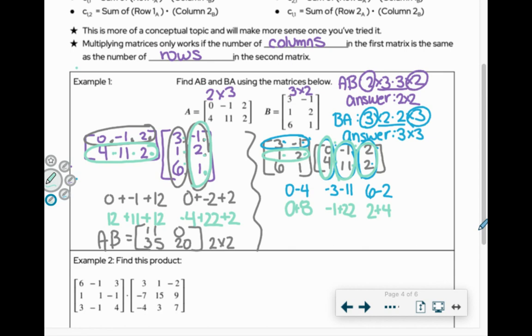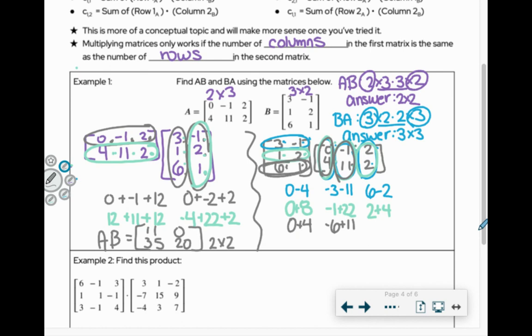Third, last but not least, 6 and 1 times 0 and 4. 6 times 0, 0. 1 times 4, 4. 6 times negative 1 for the next column. Sorry, I got a little ahead of myself. Backtrack. Third row, second column. 6 times negative 1 is negative 6. 1 times 11 is 11.